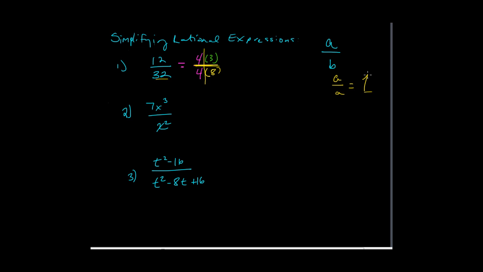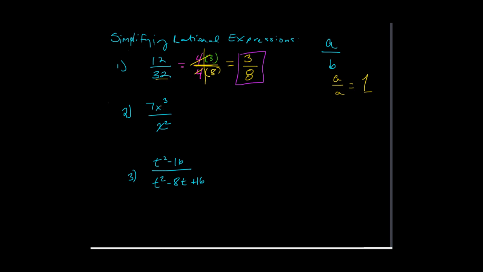That's an identity. That's actually the identity property of multiplication. So these divide out to 1, and I'm left with 3 over 8. So the fraction 12 over 32 is equivalent to 3 over 8, and in fact 3 over 8 is the simplified form of 12 over 32.